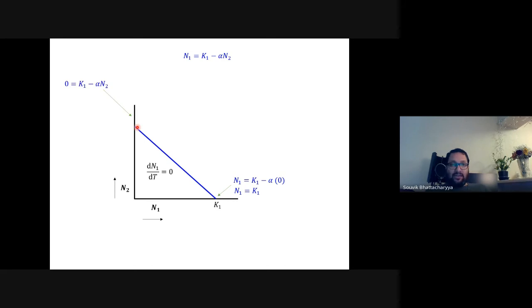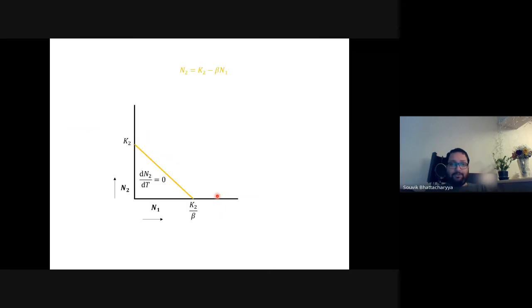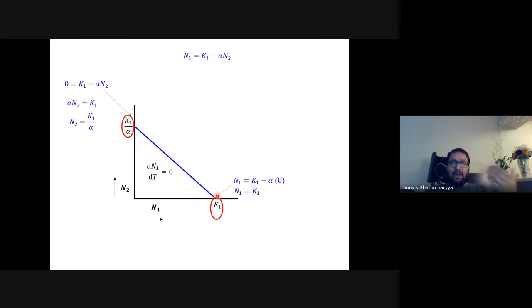Similarly, on this side, N1 is 0 because all the values of x on the y-axis are 0. So this is where the N1 component of the equation is 0. So this becomes alpha N2 equals K1. So that means N2 equals K1 by alpha. So this is K1 by alpha. So these are the two components of a Lotka-Volterra plot. We have to remember this so that you can apply this in the later models.